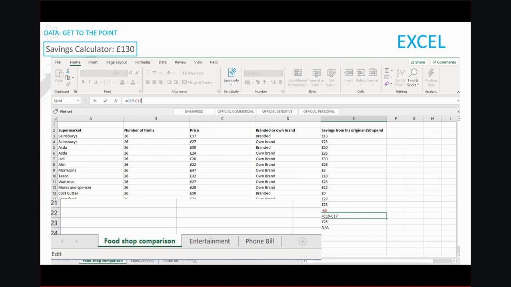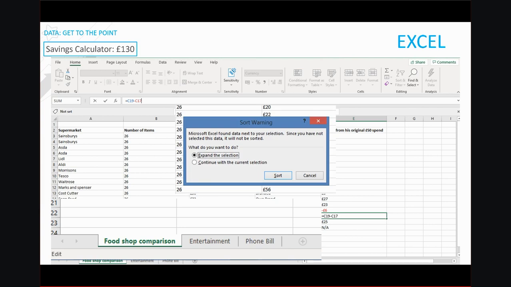Tip 2 is that we're able to sort the data. But this sort warning will come up and you press expand the selection. This means that it won't alter any of the other columns and everything will move together.